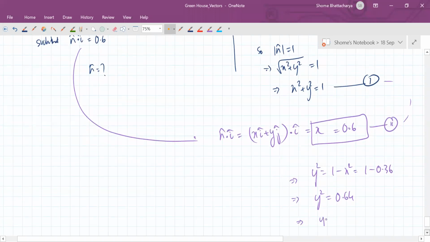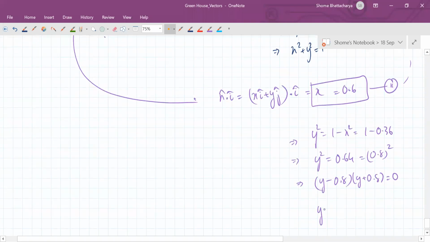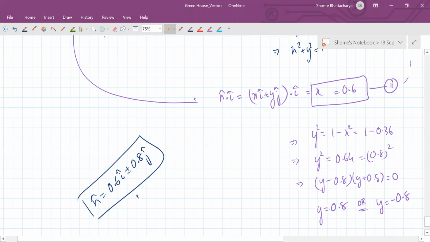So that means y is plus or minus 0.8. Okay. That means there are two possible solutions. y can be 0.8 or y can be minus 0.8. So the vector that we are talking about has two possible solutions. It is 0.6 i cap plus or minus 0.8 j cap. Both solutions are possible.